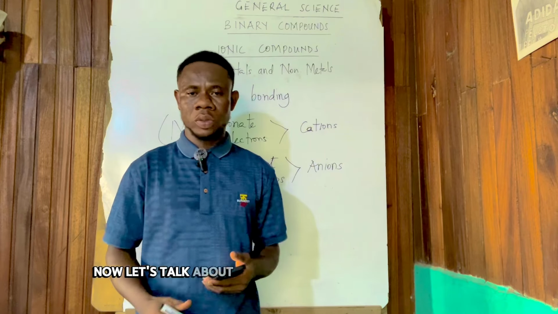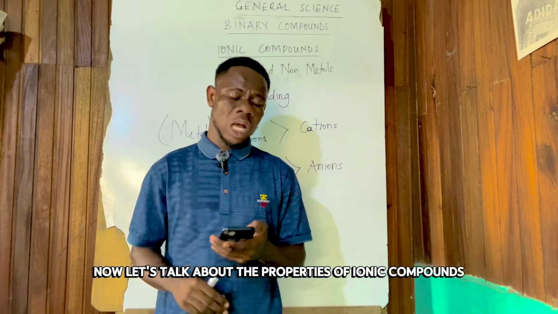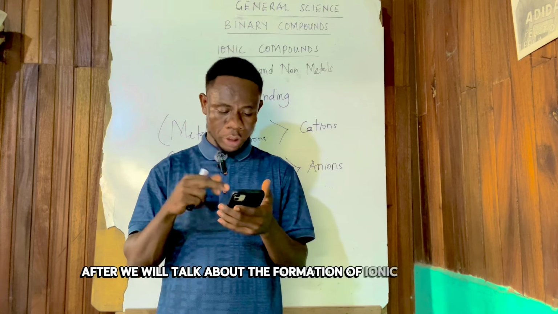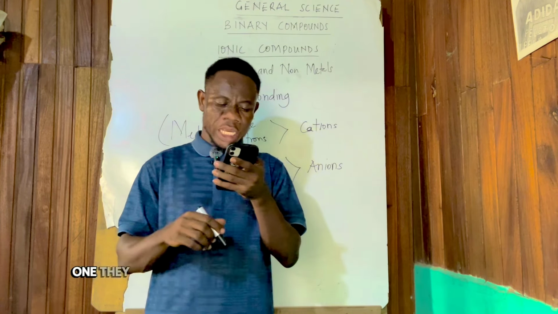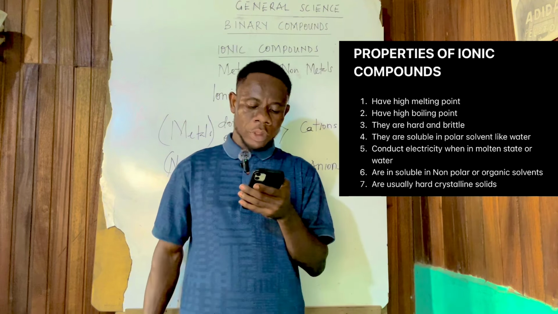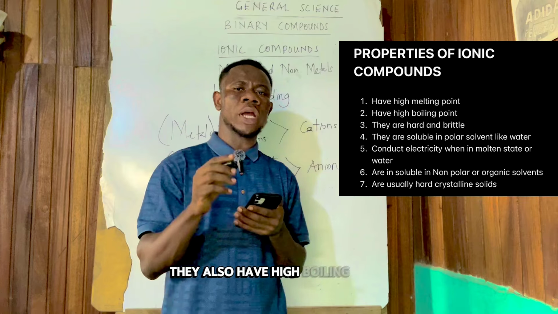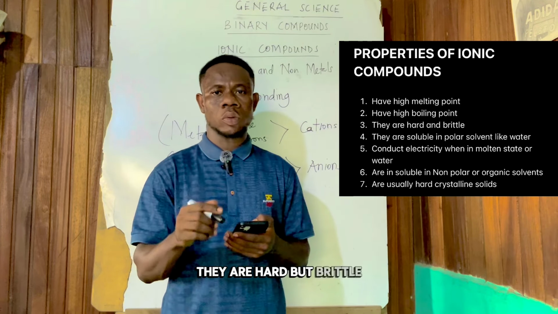Now, let's talk about the properties of ionic compounds. After that, we will talk about the formation of ionic compounds. One, they have a high melting point. They also have a high boiling point. They are hard but brittle. When you say they are hard but brittle, it means that even though they are hard, they can break easily.